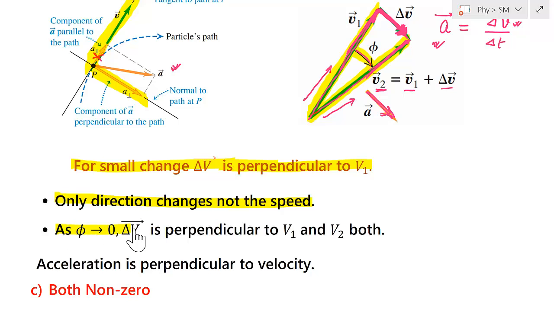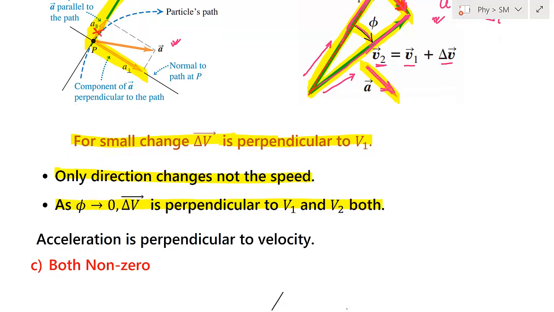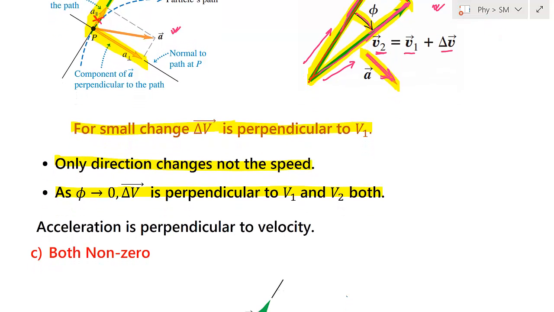As phi goes to 0, delta v is perpendicular to velocity vector v1 and velocity vector v2. So this is obvious: as this angle goes to 0, the acceleration vector, which is parallel to the delta v vector, becomes perpendicular to v1 and v2. That is a 90-degree angle between v1 and delta v, and v2 and delta v. So if the tangential component is 0, you have acceleration perpendicular to the velocity. The parallel component is 0, only the perpendicular component exists, and the velocity vector and total acceleration vector are perpendicular to each other.